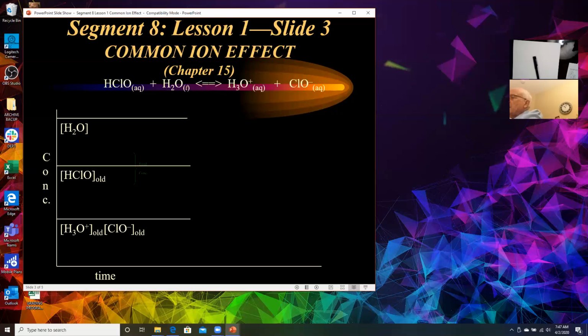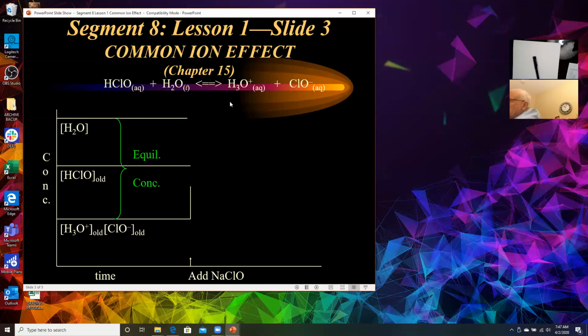Suppose at some time we add a little bit of sodium hypochlorite, which is a soluble salt. Now, you would recall that this would create a buffer from the previous lesson that we had. Now, at some moment, we add that substance into the equilibrium. So hypochlorite ion concentration momentarily goes up. Now what's going to happen?